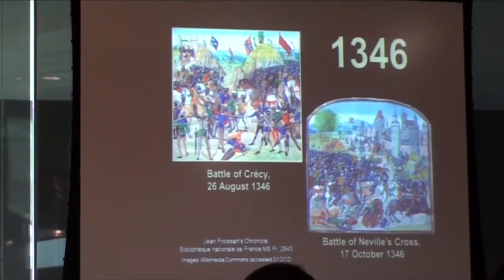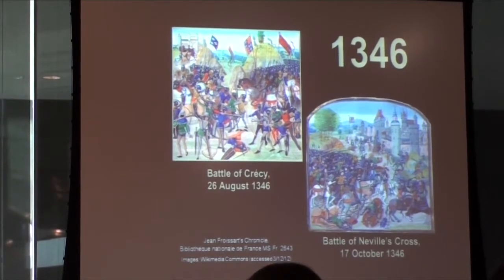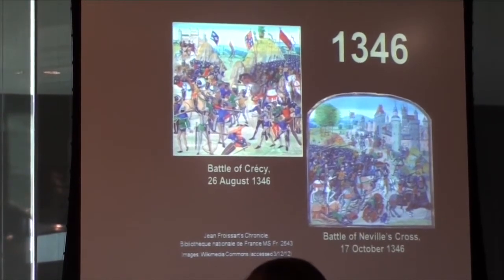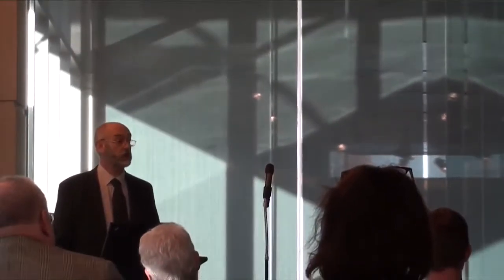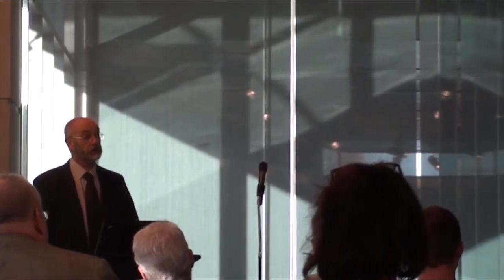And less than 2 months later, the English scored another victory over their ancient enemies, the Scots. The Scots had formed what's known as the Old Alliance between Scotland and France against their common enemy, England. And so when England invaded France, the Scots then invaded northern England, led by their King David II.